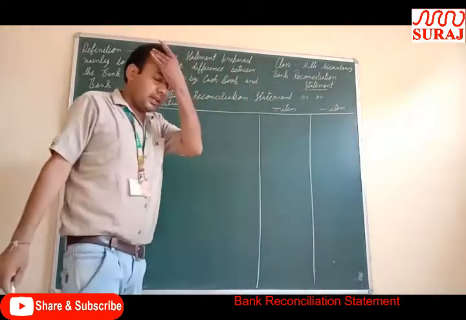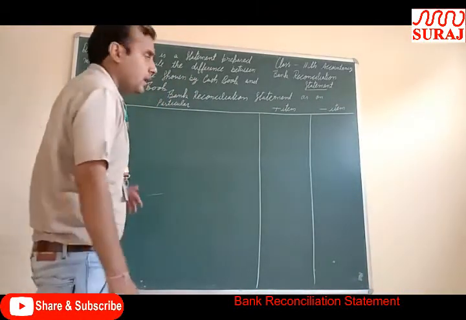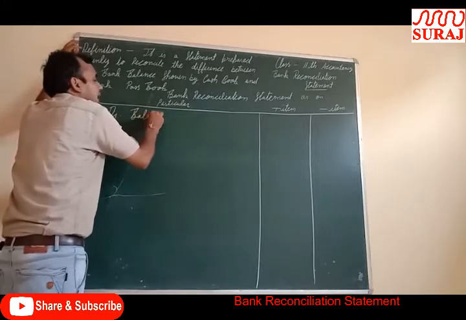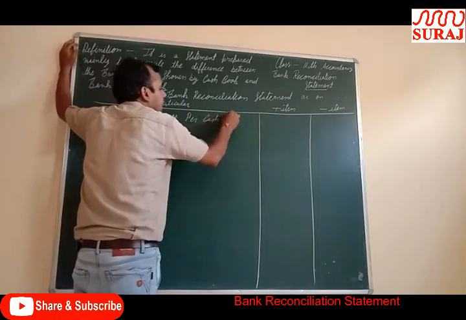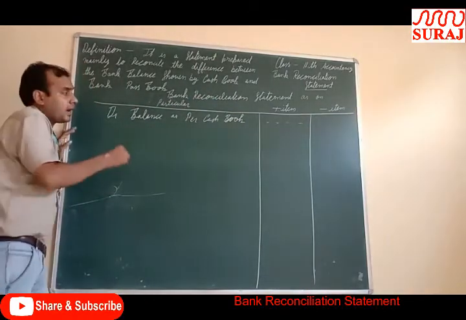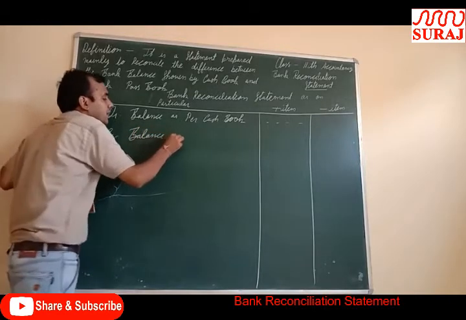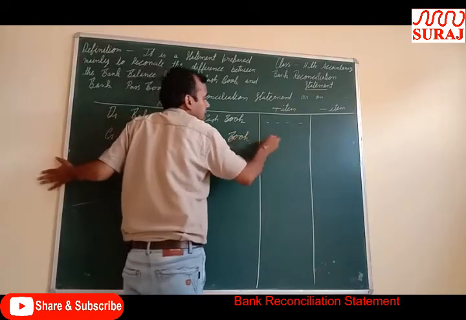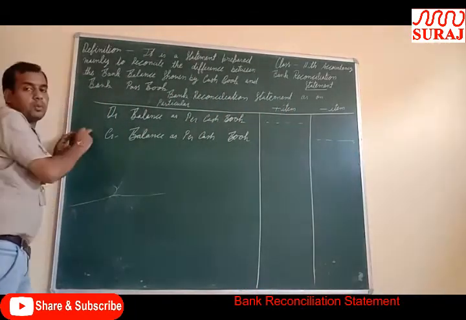First of all, dear students, one balance should be given, either through the cash book or the passbook. For the cash book, if a debit balance as per cash book is given, that will be the plus item. Second case, credit balance as per cash book, that will be the minus item. These are the two balances related to the cash book.